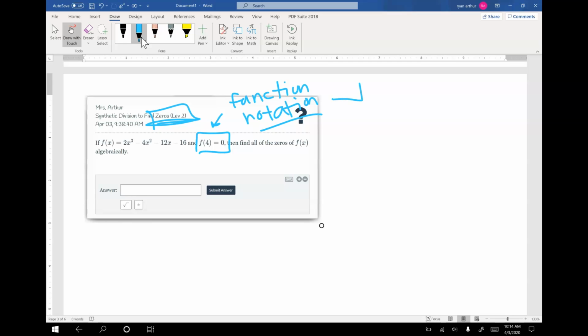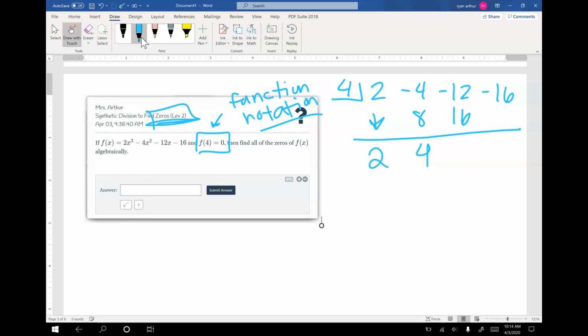So you put the 4 in the box and you get your coefficients 2, negative 4, negative 12, negative 16. Draw your line, drop down, multiply, add, multiply, add, multiply, and you still get a remainder of 0, which means it is a factor. And you started with a cubic, so you're going to end with a squared. So 2x squared plus 4x plus 4 is your quadratic.